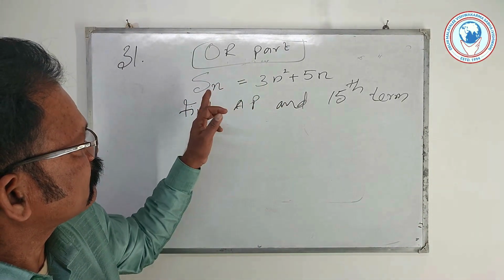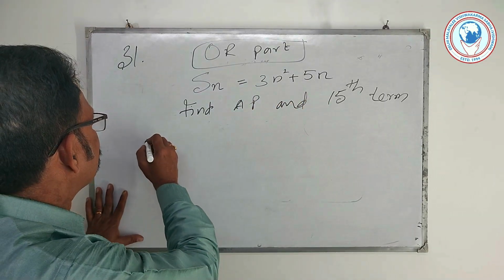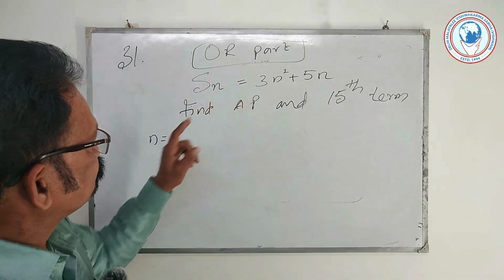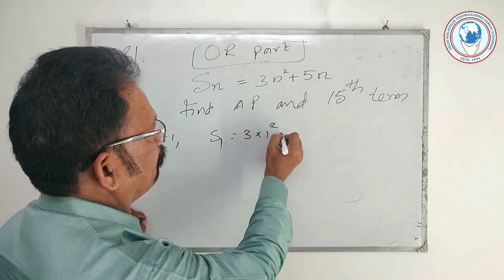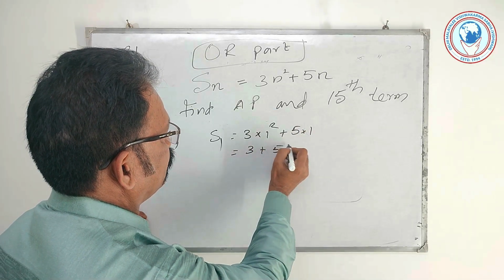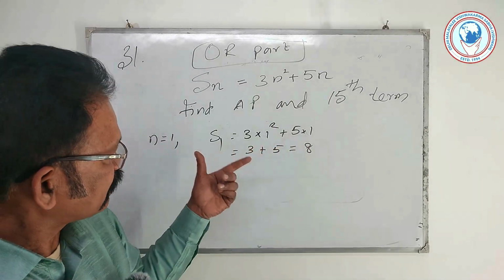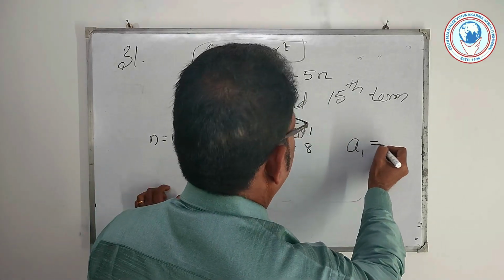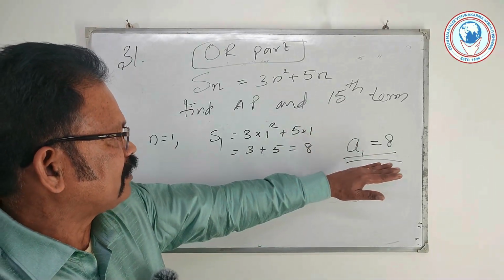Now the expression given for the sum to n terms is 3n square plus 5n. If we put n is equal to 1, that is the sum of one term, S1, equal to 3 into 1 square plus 5 into 1. That is 3 plus 5 equal to 8. S1 is equal to 8. S1 means the first term itself, or we can take a1 equal to 8. Sum of one term means the first term itself is 8.